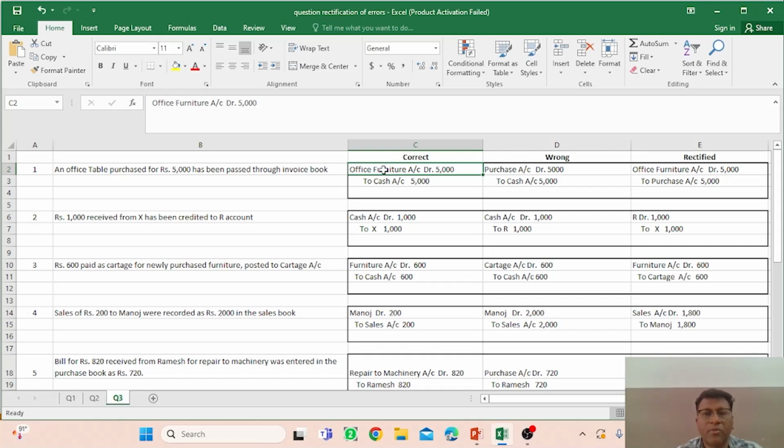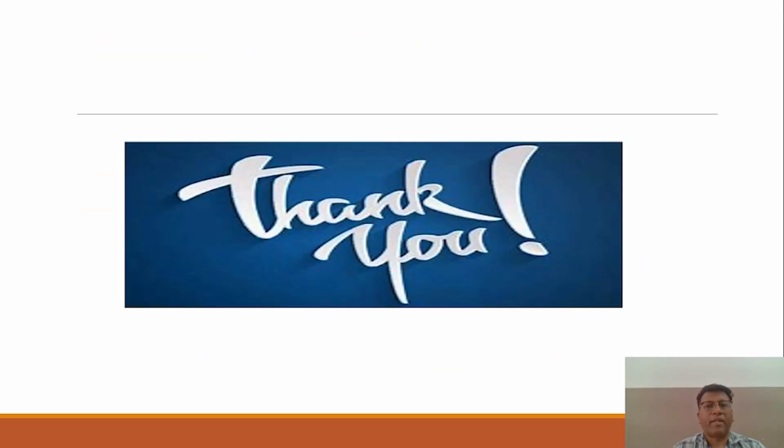So I think today's session will cover this rectification of error topic, and now the students are familiar with how to correct the error, how to remove the errors, right? But you have to keep in mind, as I told you the method, that before the preparation of trial balance you are locating the errors, or after trial balance but before the final accounts you are locating the errors, and on that basis you have to apply the rules to rectify the errors. Right, methods of rectifying errors.